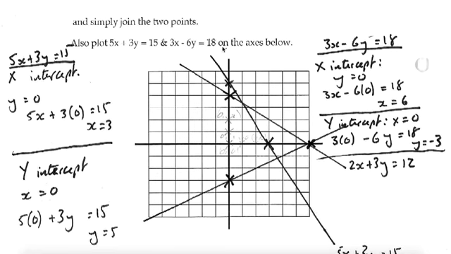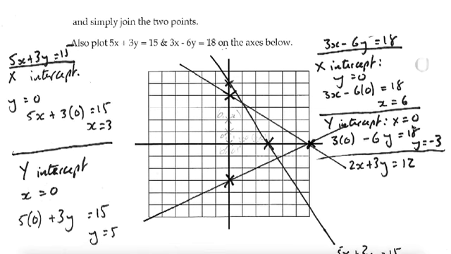Third example here, 3x minus 6y equals 18. So when it crosses the x-axis, y is 0. So solve that equation. 3x minus 6 times 0 is 18, so x is 6. So it crosses the x-axis when x is 6 here.